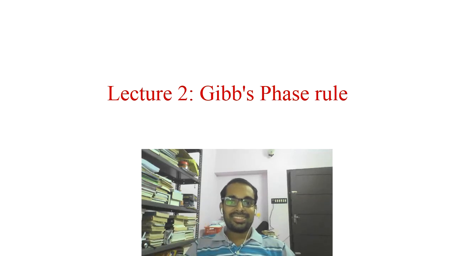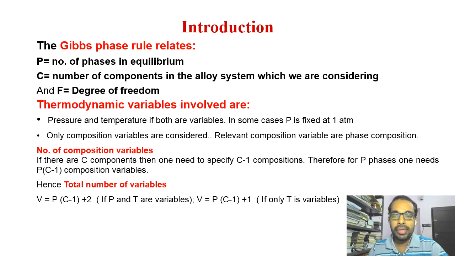Hello everyone. In this lecture, we will discuss the Gibbs phase rule. It is an important rule in phase diagrams which relates the number of phases in equilibrium with the number of components and the number of degrees of freedom. In Gibbs phase rule, P represents the number of phases in equilibrium. C is the number of components present in the alloy system under consideration.